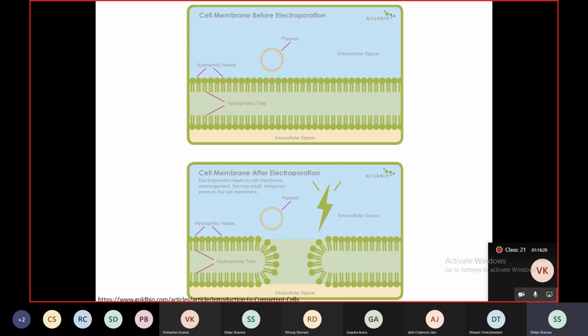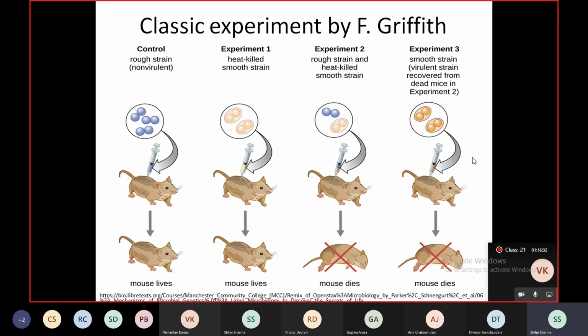Okay, so I don't see anybody raising hands. We will then close this. We will talk about conjugation, the 3 mating types, in the next class, and by that we'll finish the module on bacterial genetics, and we'll move to microbial biochemistry then.